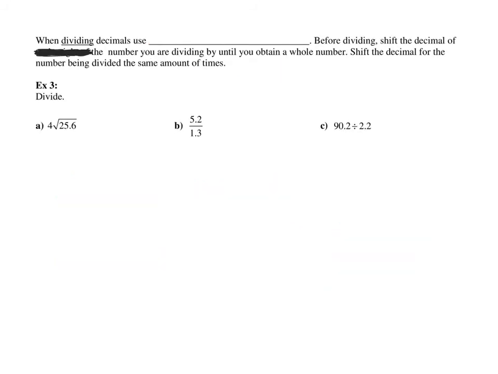All right, when dividing decimals, use long division. Before dividing, shift the decimal of the number you are dividing by until you obtain a whole number. Then shift the decimal for the number being divided the same amount of times. So here, this isn't a decimal. We don't have to worry about anything.